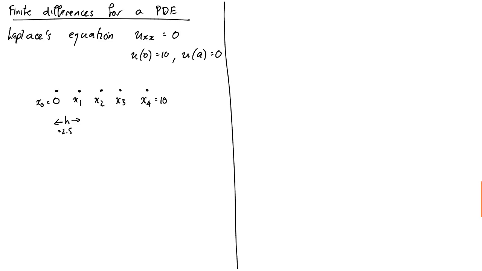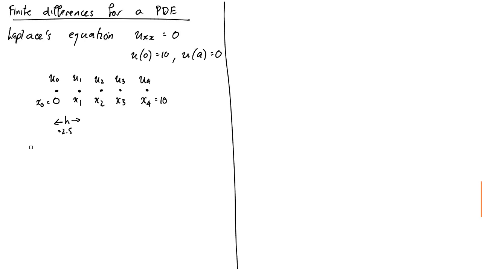At each of these points we want to know what u is. It's probably a temperature, or something like that, or a displacement of something, depending on the context, and u4. So what we want to know is, what are these u0, u1, u2, u3, u4 values?